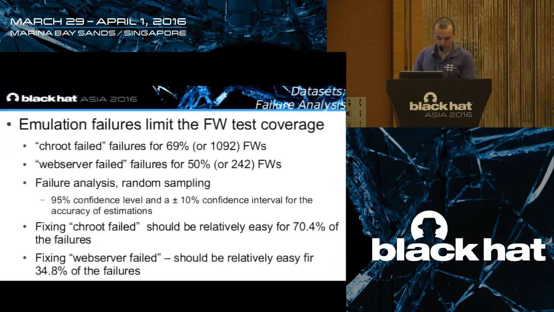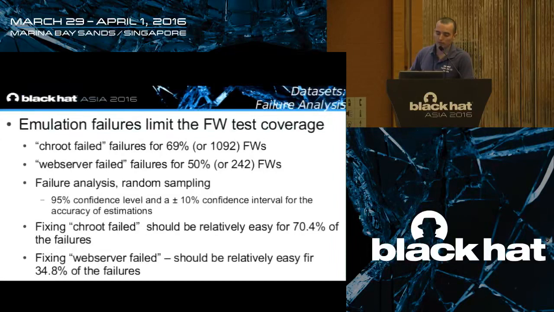So we also do some failure analysis, because you saw there are almost 70% chroot failures, where we cannot chroot, and 50% web server failures. Understanding the failures helps you understand where your system is constrained and what you can do to improve it. We took from all these failure logs a random sampling, and we selected a number of logs which correspond to 95% accuracy and a 10% confidence interval.